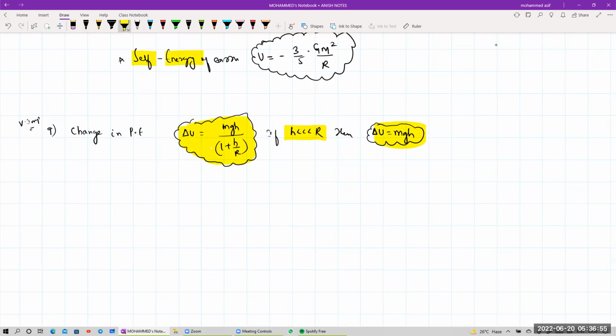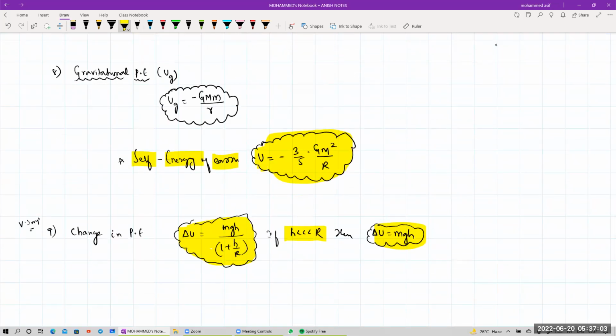And the self energy of the Earth will be equal to how much? Minus 3 by 5 G M square divided by r. Very important formula. And gravitational potential energy is minus G M m divided by r. Capital M is nothing but the mass of the Earth or planet. Small m is nothing but the mass of the body.